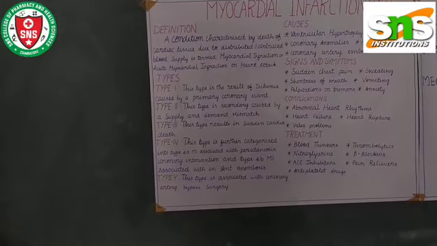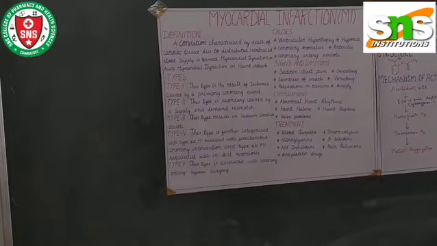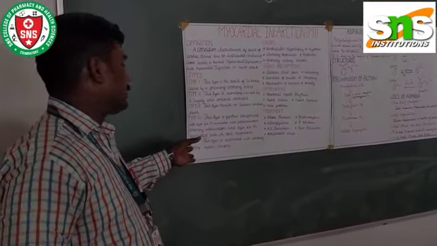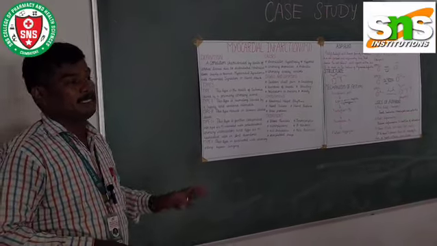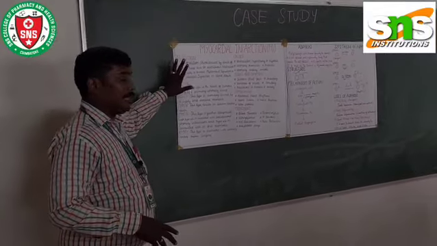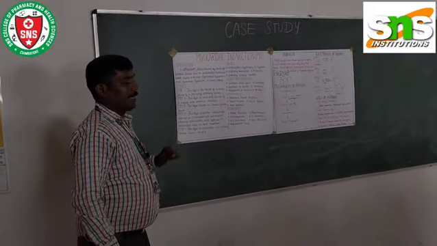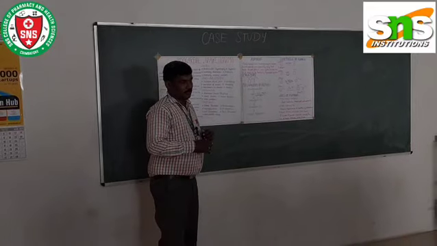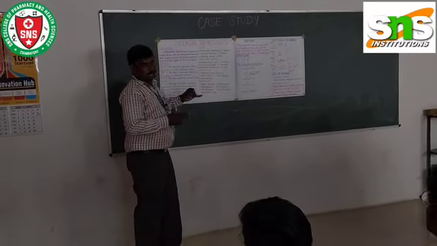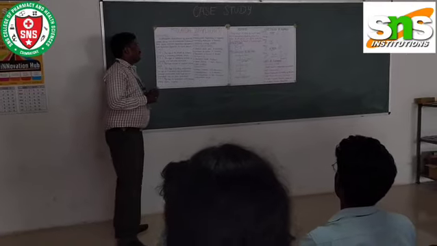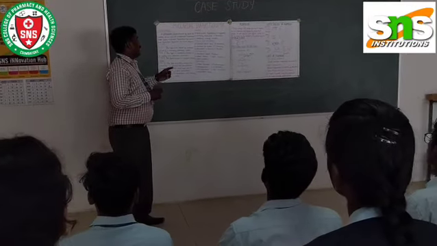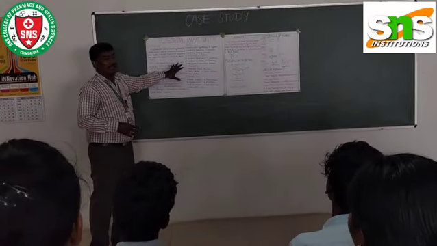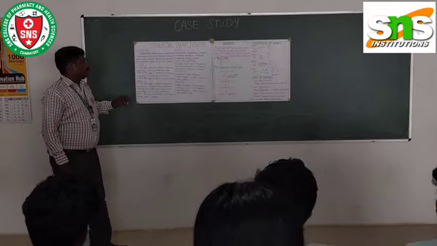Then type 5 is associated with coronary artery bypass surgery. In this case they have to undergo a bypass surgery. So there are totally 5 types of myocardial infarction. What are the causes for this myocardial infarction? First one, ventricular hypertrophy, then hypoxia, coronary anomalies, then arteries and coronary artery emboli. These are all the causes for myocardial infarction.